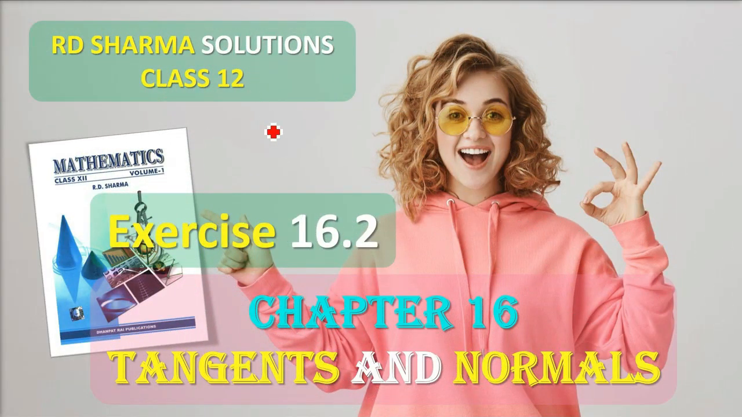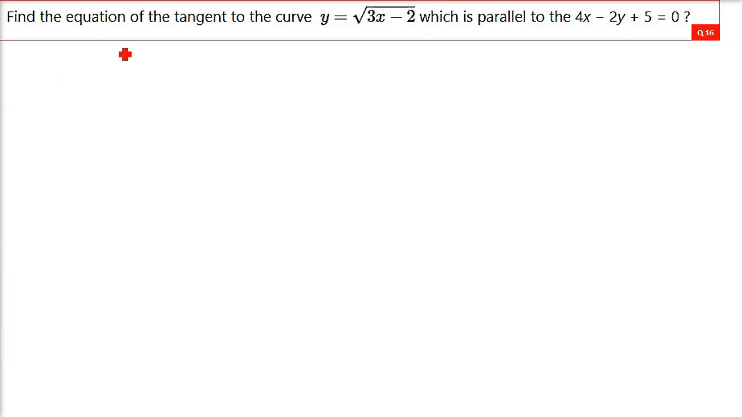This is RD Sharma solution, class 12, chapter 16, tangents and normals, exercise 16.2. Find the equation of the tangent to the curve which is parallel to this line. We have already attempted this kind of question, but since it is an under root question, we'll try to attempt it. We have 4x minus 2y plus 5.